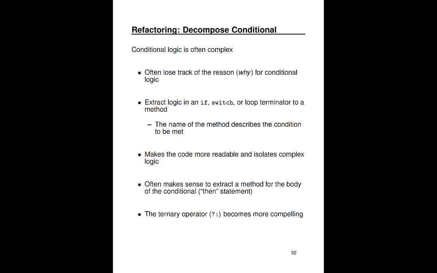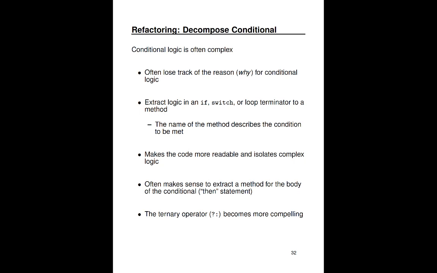So in this refactoring, what you do is you take that logic that is there in an if statement or a switch statement or a loop terminator, and you move it to a method, and you give it a name that describes the condition that you're looking to meet. When you do this, not only do you make the code smaller around the if statement, but it makes it much easier to read, and it takes all that complexity and moves it off someplace else.